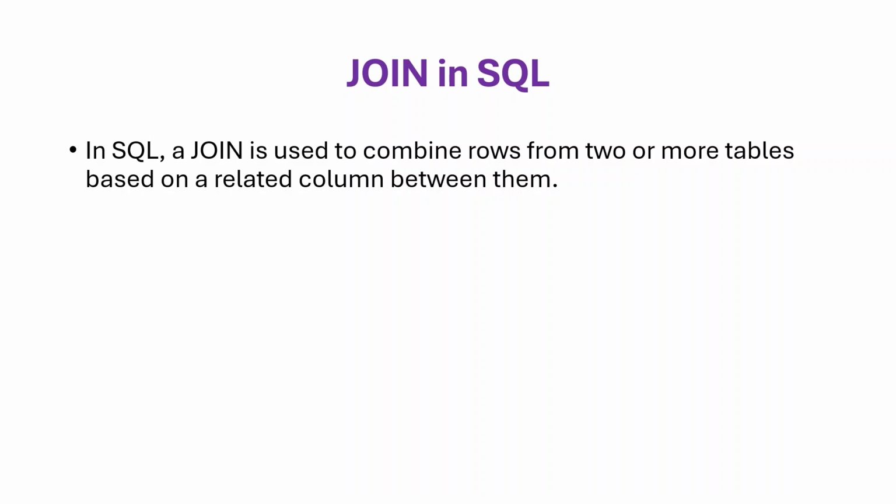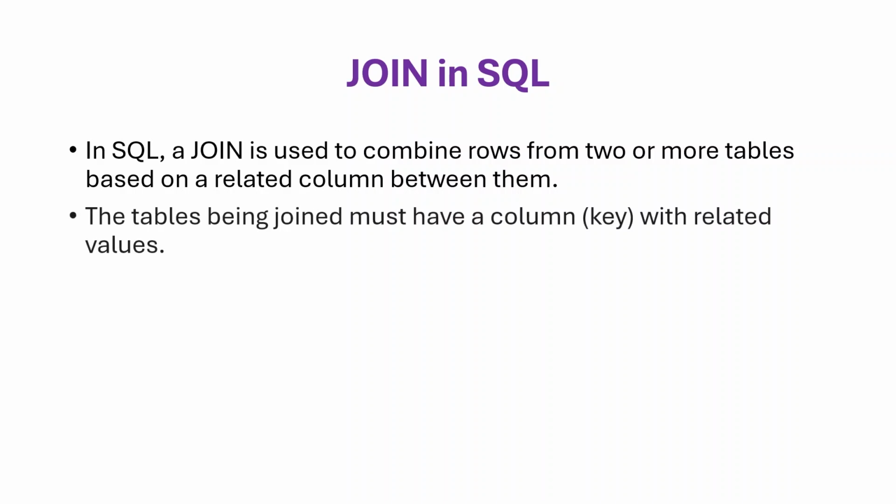Using the join clause, you can combine rows from two or more tables and then get the results. One thing to note here is that when you combine multiple tables, a key column is important. Now, what is a key column? A key column is a column that exists in both the tables.